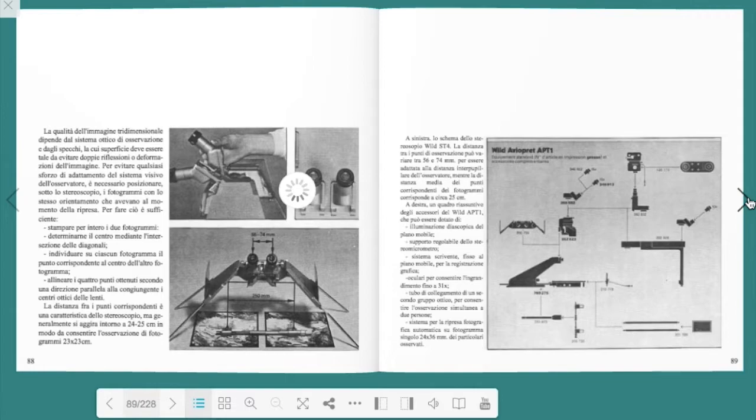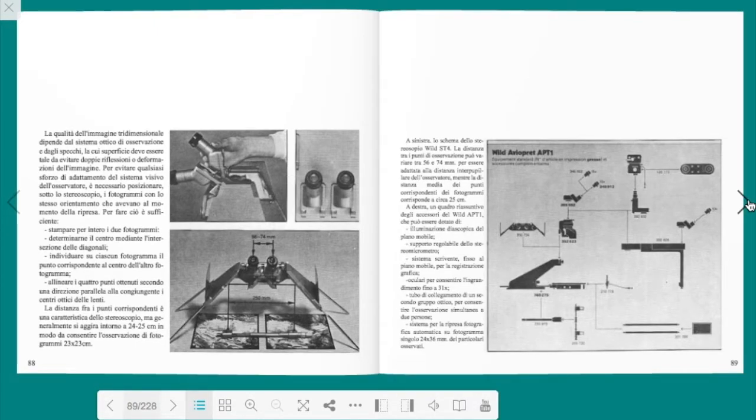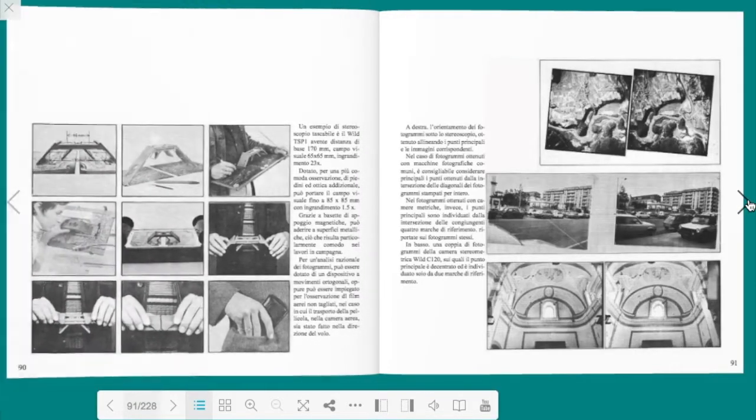with stereoscopic illumination of the mobile plane, adjustable stereo micrometer support, writing system fixed to the moving table for graphic recording, eyepieces to allow magnification up to 31x, connecting tube of a second optical group to allow 2 people to observe simultaneously, and a system for automatic photographic shooting on single frame 24x36 mm of the details observed.